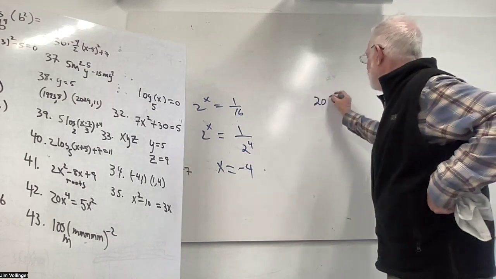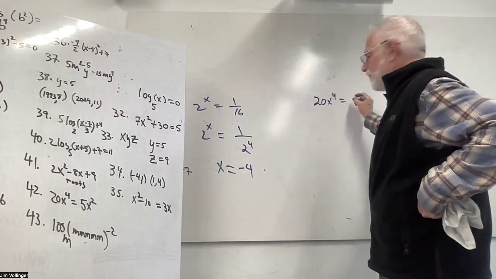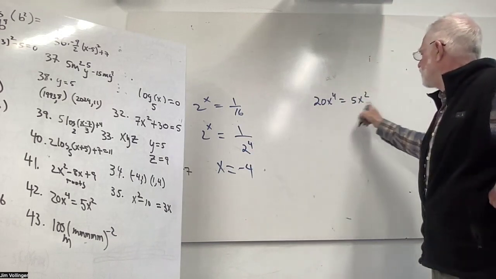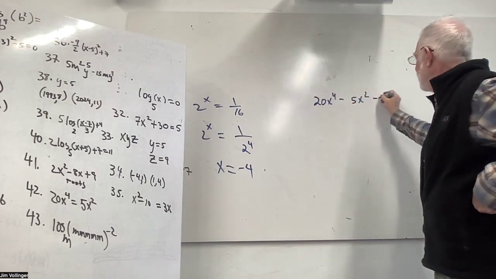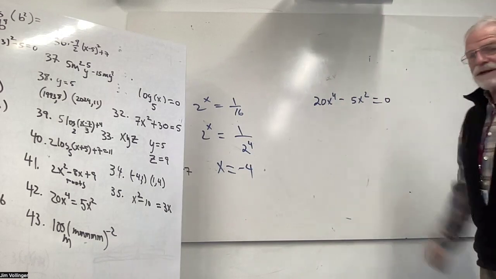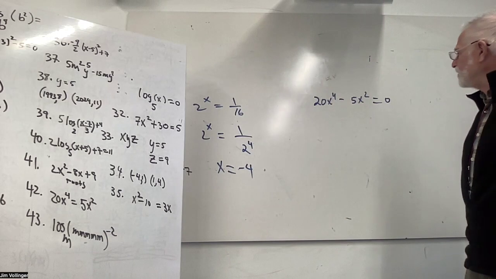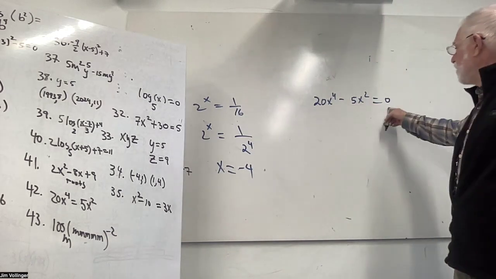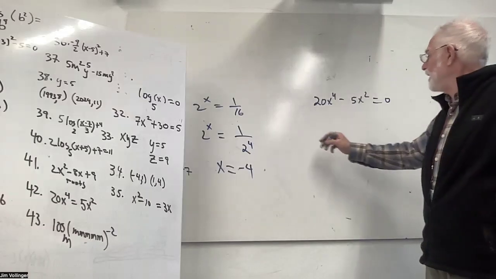So 20x to the 4 equals 5x squared. And so that gets us, bring that to this side, so you're subtracting, setting it to 0. Anytime you solve equations, you got to get your variables together. And it's nice if you can write sums and differences as products that equal 0. And in this case, we can.